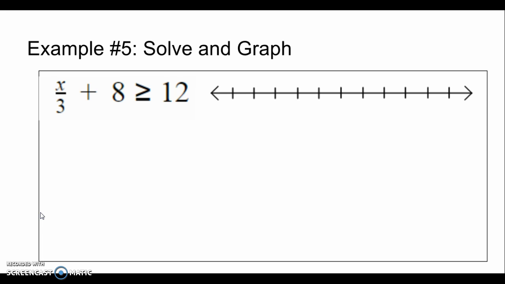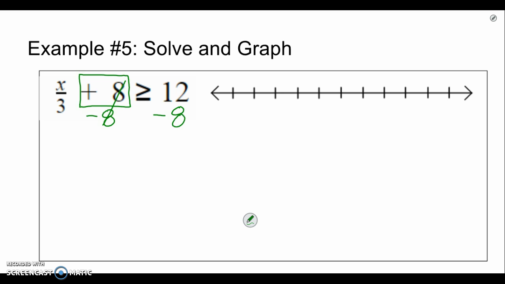Alright, let's look at example number 5 together. We have x divided by 3 plus 8 is greater than or equal to 12. First, we're going to undo addition and subtraction. The opposite of adding 8 is subtracting 8. So we're going to subtract 8 from both sides of our inequality. x divided by 3 is greater than or equal to 12 minus 8, which is 4.